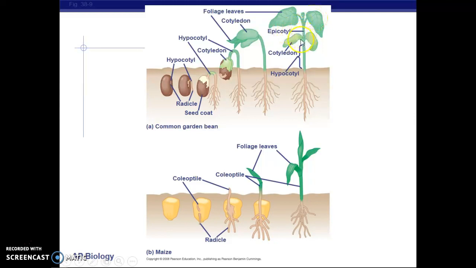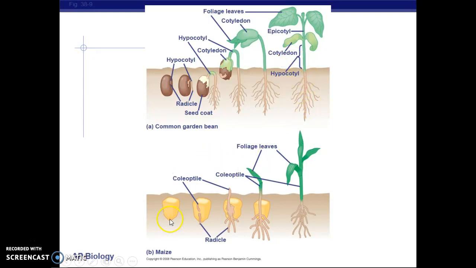Epicotyl is the part that is above the cotyledon. Hypocotyl is the part of the stem below the cotyledon but still above the ground. So epicotyl and hypocotyl are both parts of the shoot or the stem, and then we have the root system.